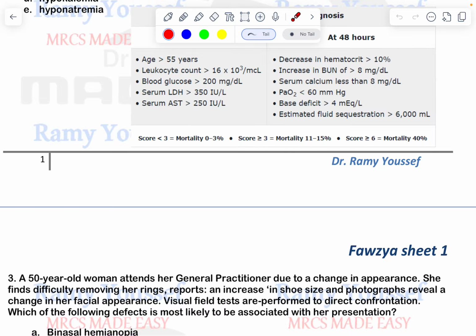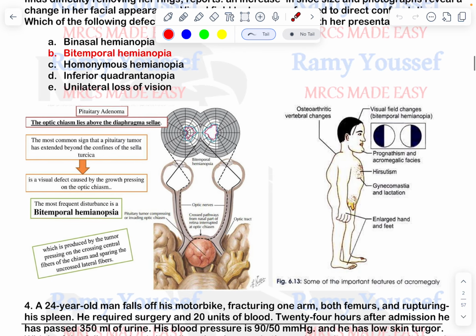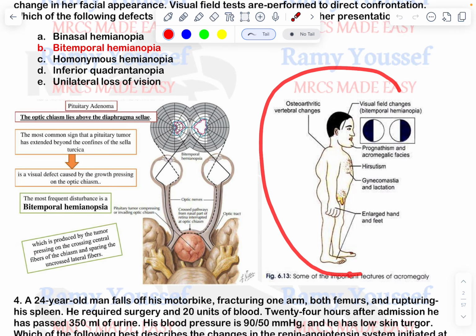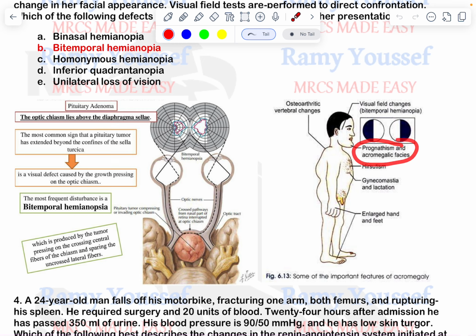So that leads to compression at the optic chiasma, leading to bitemporal hemianopia. So this is acromegaly. What is there? Prognathism means the chin is increased in size. Bones, hirsutism is there. Enlarged hands. So you can see the hands. So this is acromegaly. When this pituitary gland is increasing, it is causing compression at the optic chiasma.